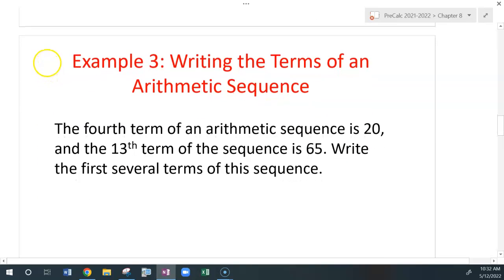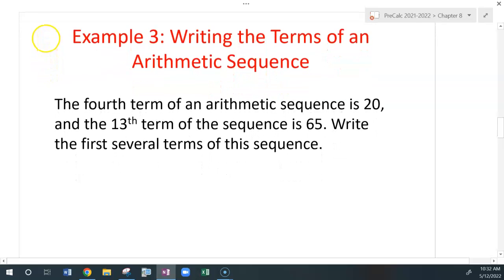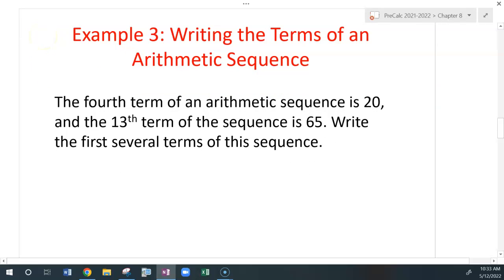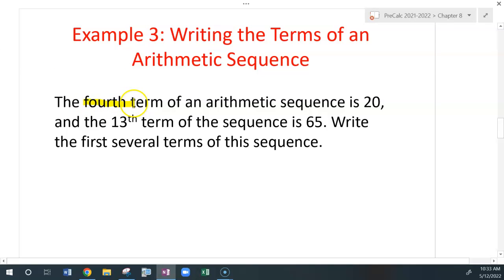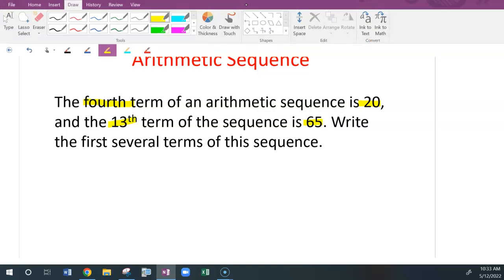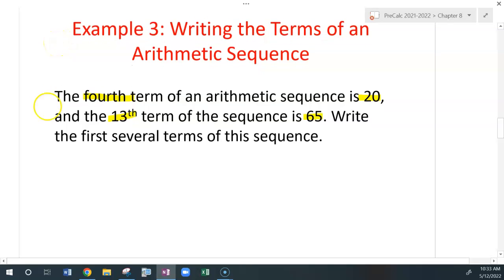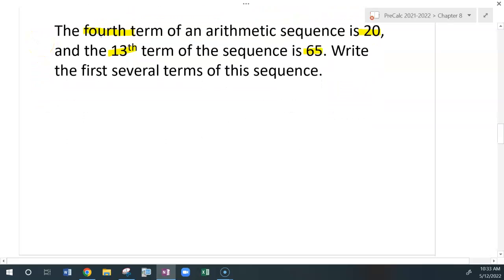All right, so now we're going to write the terms of an arithmetic sequence. I'm given that the fourth term is 20, and the 13th term is 65. And we're going to write the first several terms of the sequence. Well, to do that, I need to have the formula. And arithmetic sequences, remember, they work just like linear functions. So I'm going to use our tools for linear functions to write an equation.